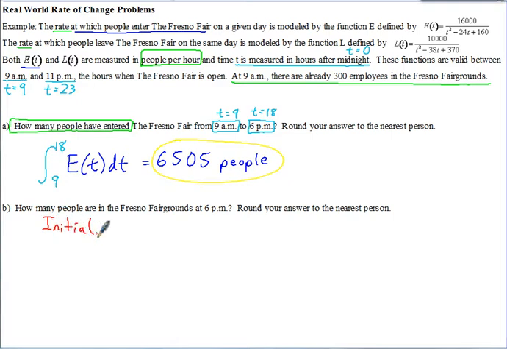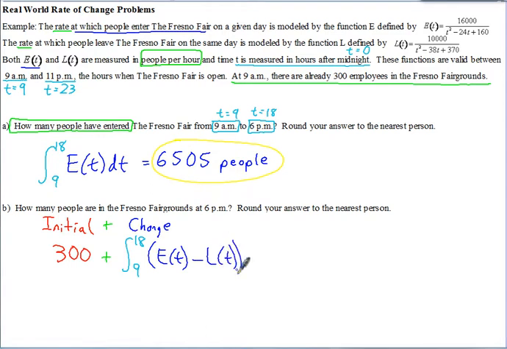The initial amount of people at 9 a.m. is 300, plus change comes from the integral from, again, 9, when the fair opens, to 18. But this time, since we want to know how many people are in the Fresno Fairgrounds, we have to account for them entering and leaving. So our overall derivative or rate of change would be the rate that's increasing it, which is the rate they're entering, E of t, minus the rate that's decreasing the number of people, which is L of t, the rate people leave, and then times dt.